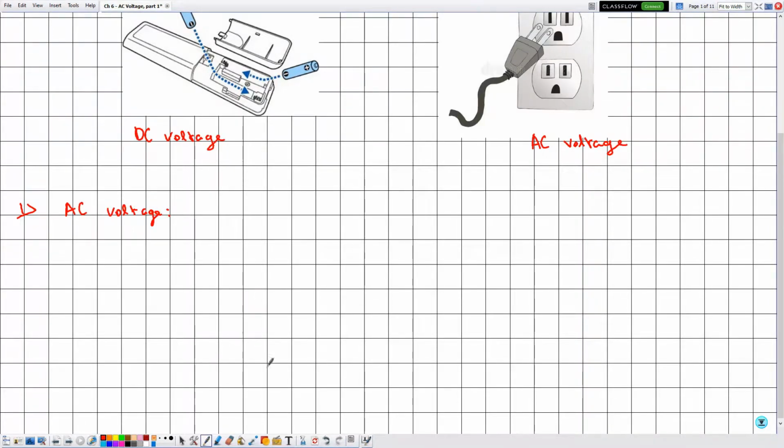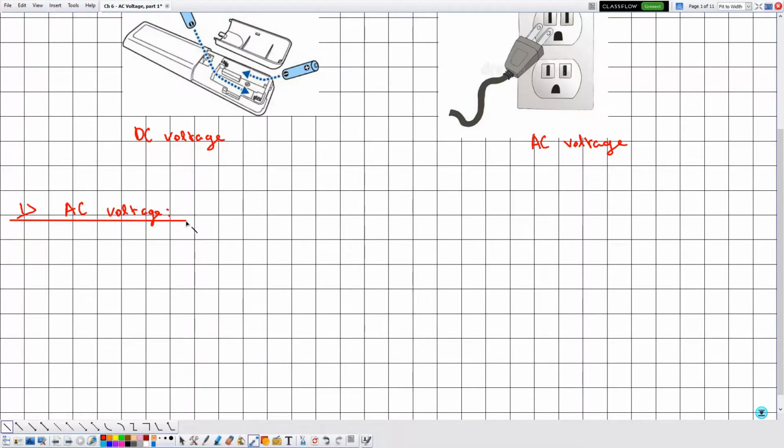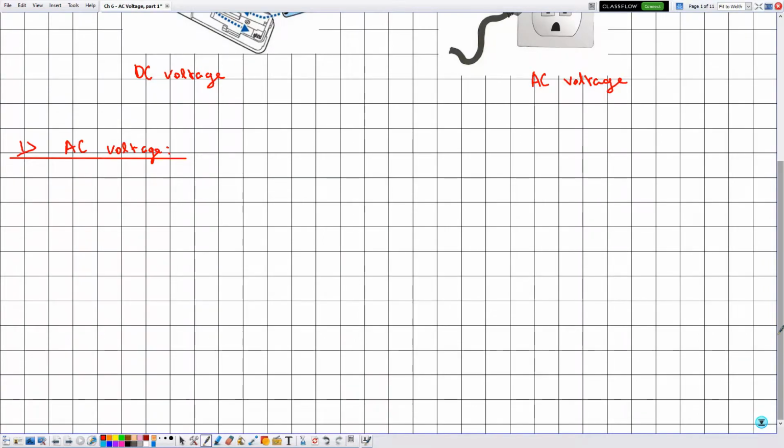Then as we have done in chapter 3, by starting with defining what is meant by DC voltage, now I will not discuss the electric circuit regarding the AC voltage. I will leave it for the other parts of this chapter. Now let me start directly by defining what is meant by an AC voltage.